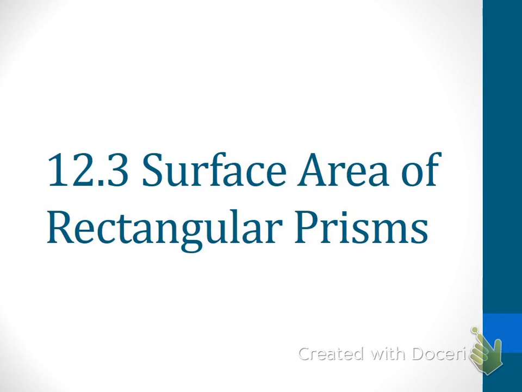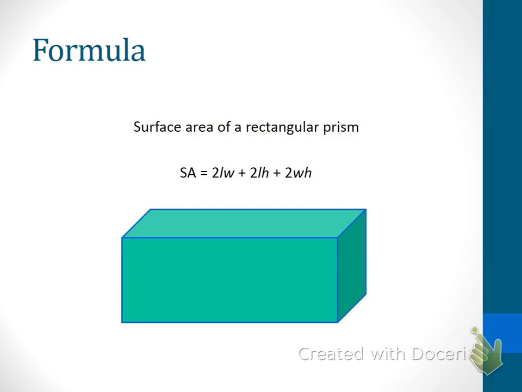Okay, so in 12.3, we're talking about the surface area of rectangular prisms. And in the formula, we have to multiply each term by 2. And why is that? Why do I multiply each term by 2?